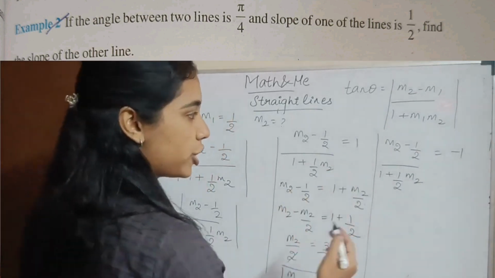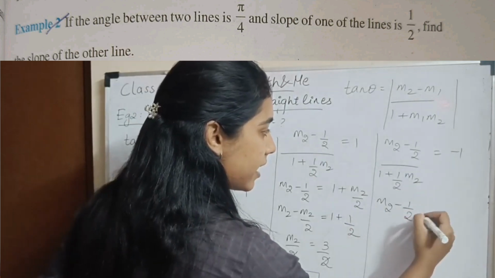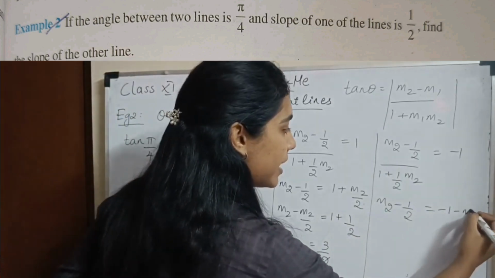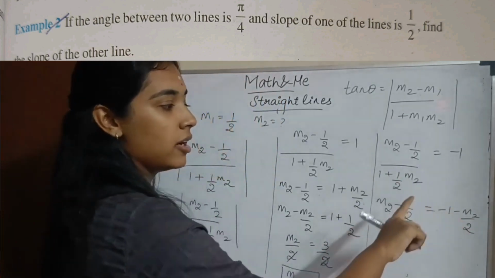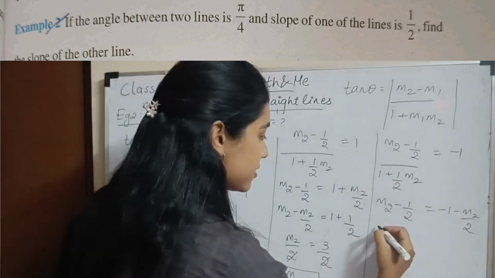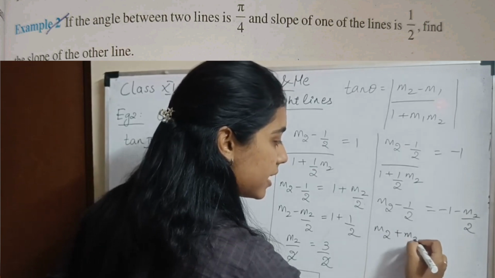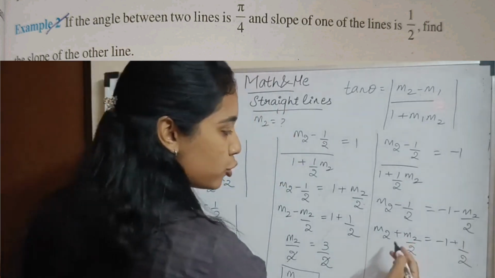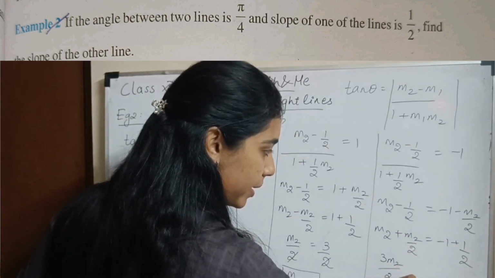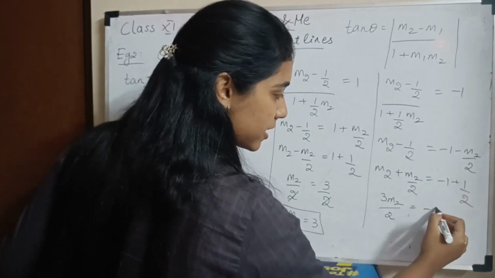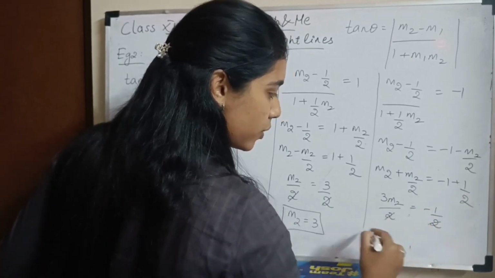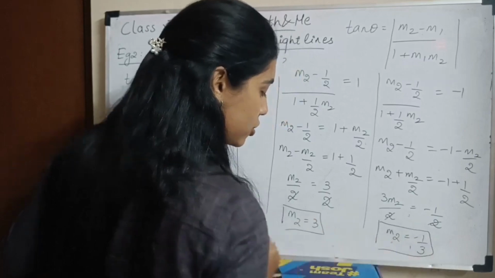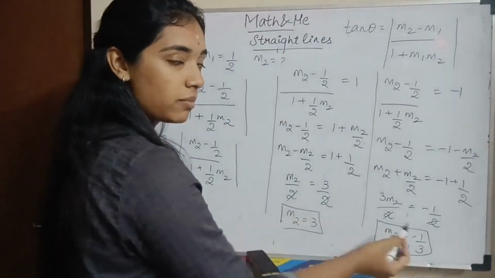When you solve the other equation, what do you have? You have m2 minus half equals, when you have minus 1, both become minus 1. So minus 1 minus m2 by 2. I'm again going to bring m2 to one side and minus half to the other side. So you have m2 plus m2 by 2 equals minus 1 plus half. So what do you have here? 2m2 plus m2 is 3m2 divided by 2 equals minus 2 plus 1, which is nothing but minus half. So when you cancel 2 and 2, you have m2 equals minus 1 by 3. Okay. So these are the two values of m2. It is either 3 or minus 1 by 3.